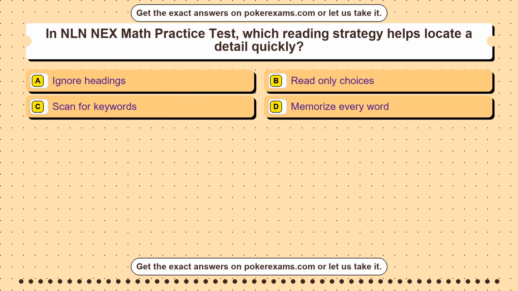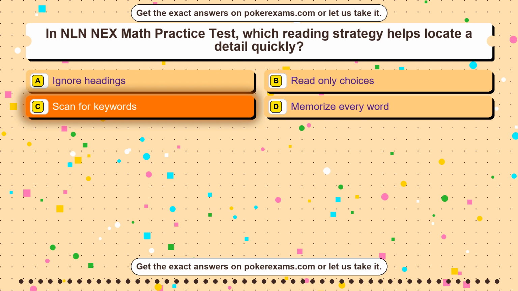Question 23. In NLN NEX math practice test, which reading strategy helps locate a detail quickly? Option A, ignore headings. Option B, read only choices. Option C, scan for keywords. Option D, memorize every word. The correct answer is option C.